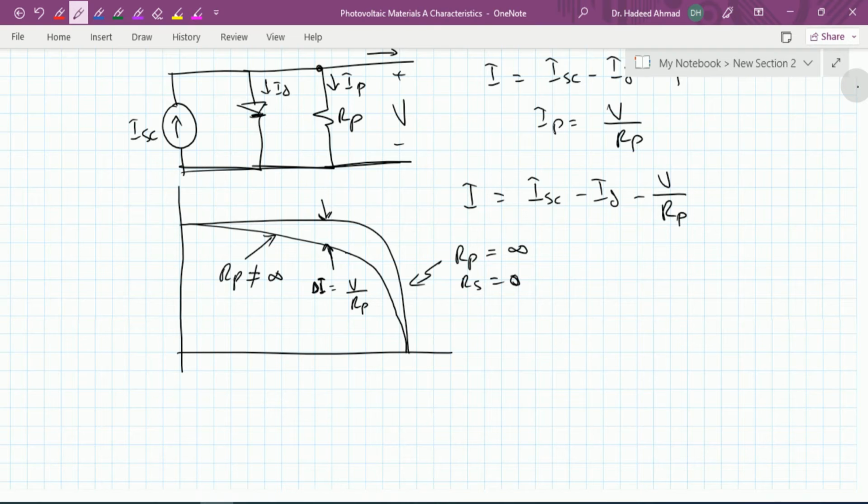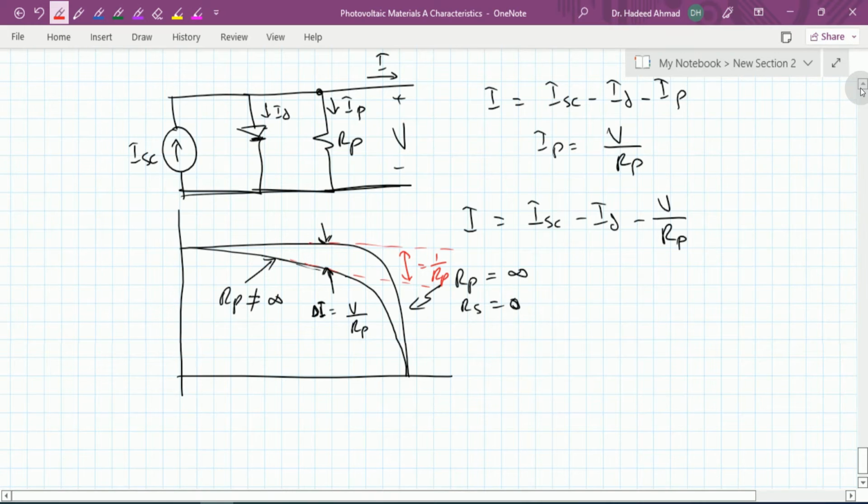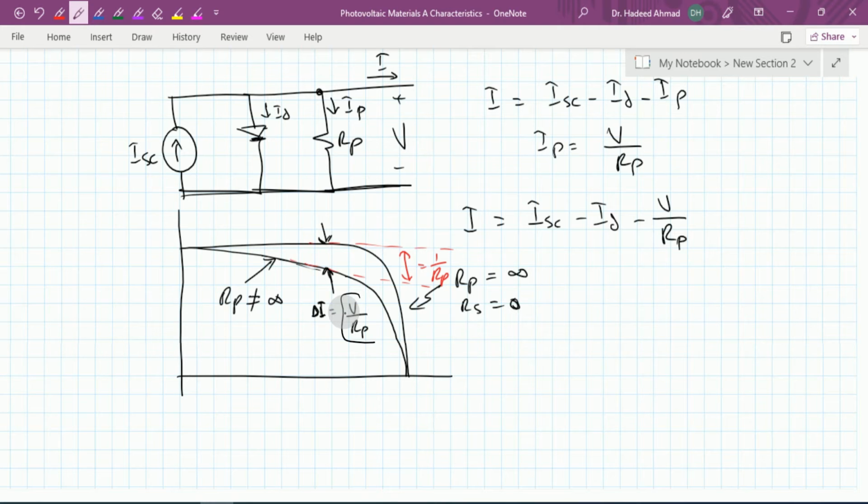Having said that, the slope of this particular line is equal to 1 over Rp. What we are witnessing here is very interesting: for any given condition, the parallel resistance Rp which we have modeled reduces the load current, and this reduction is by a factor of V over Rp that we have shown at this particular point.